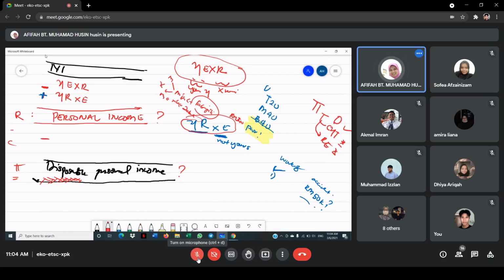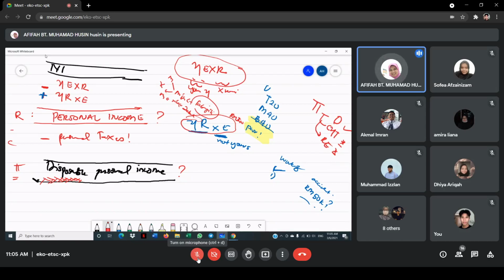They call it minus personal taxes. How many personal taxes do we have, class? Nah, tengok tu. 1, 2, 3, 4. 4 personal taxes kita ada kat sini. Kita tolak taxes, barulah duit lebihan tu is called disposable personal income. Income for you to use, to dispose.